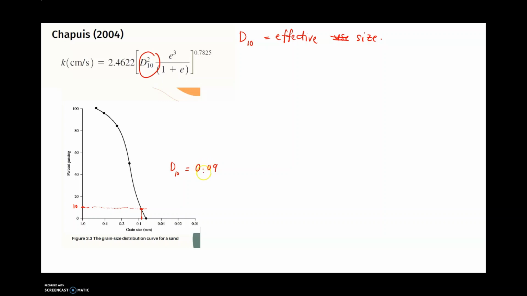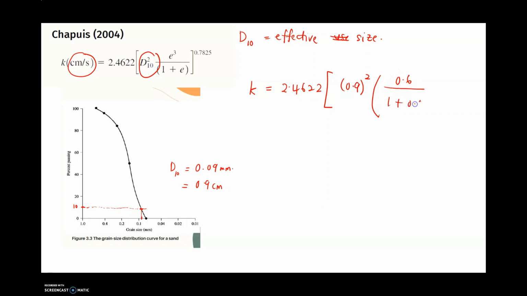It's okay if you get plus or minus 0.05 because it's based on individual judgment, so I do not fix the value. Let's say 0.09, but this is in mm, so you need to convert to centimeter, so 0.009 centimeter. Just substitute all the parameters into this equation. So 0.9 squared, times 2, our E is 0.6 divided by 1 plus 0.6, and then all this to the power of 0.7825. So your value should be 0.436 centimeter per second.